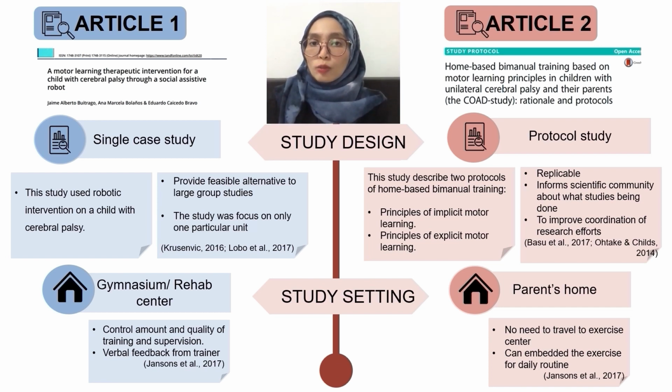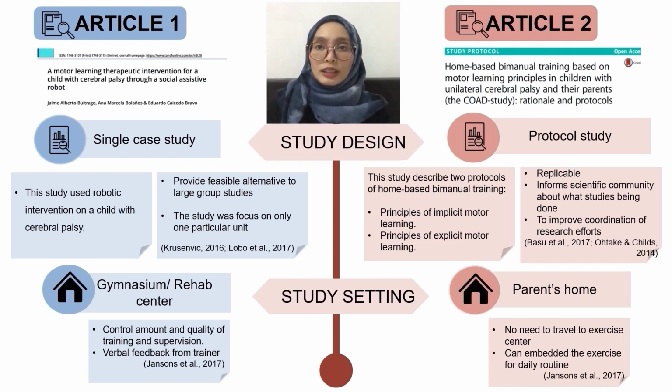This study design will provide a feasible alternative to large group studies such as randomized control trials, and it is used to focus on only one particular unit. While article 2 is a protocol study that describes two protocols of home-based bimanual training consisting of principles of implicit and explicit motor learning. This study is replicable and informs the scientific community about what studies are being done and also improves coordination of research efforts.